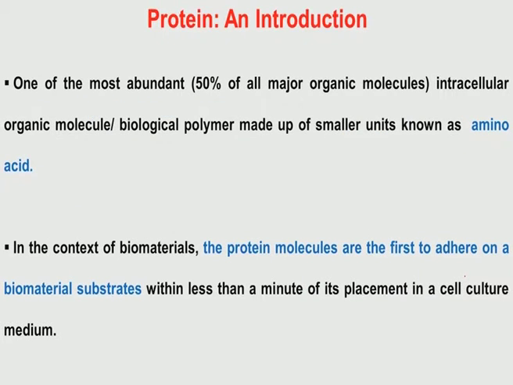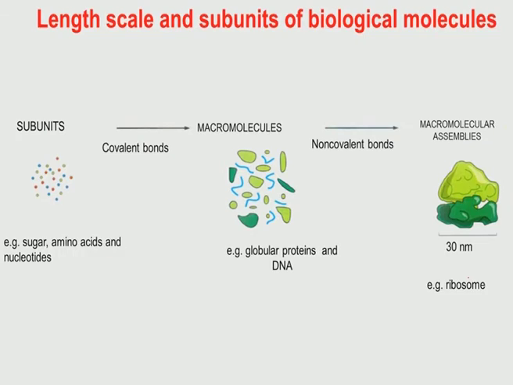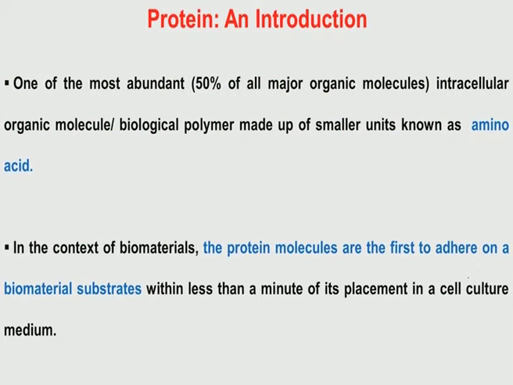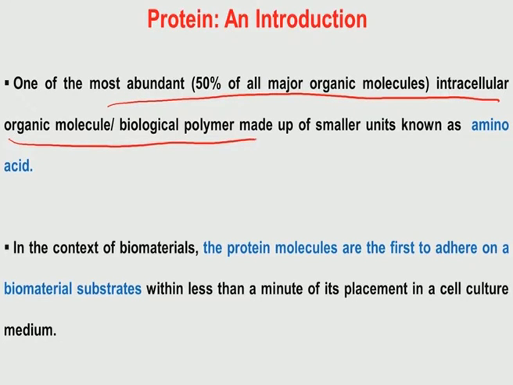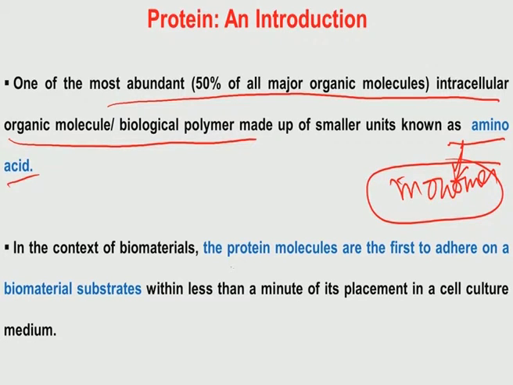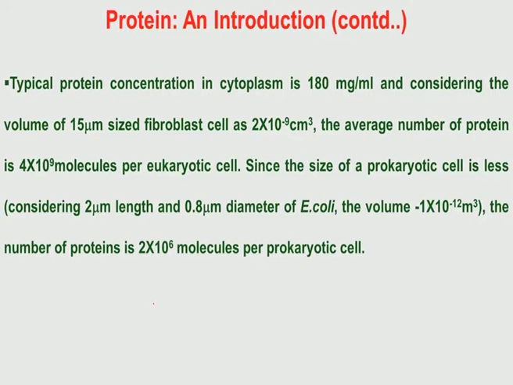So, this slide and a few more slides will explain how the protein structure is built up. This essentially substantiates what I mentioned just 2 minutes ago. This is one of the most abundant intracellular organic molecules, a biological polymer made up of smaller units known as amino acids. So, essentially amino acids are the monomers in the case of the protein molecule. In the context of protein biomaterials, the protein molecules are the first to adhere to a biomaterial substrate before it establishes interaction with the cell surface receptors.